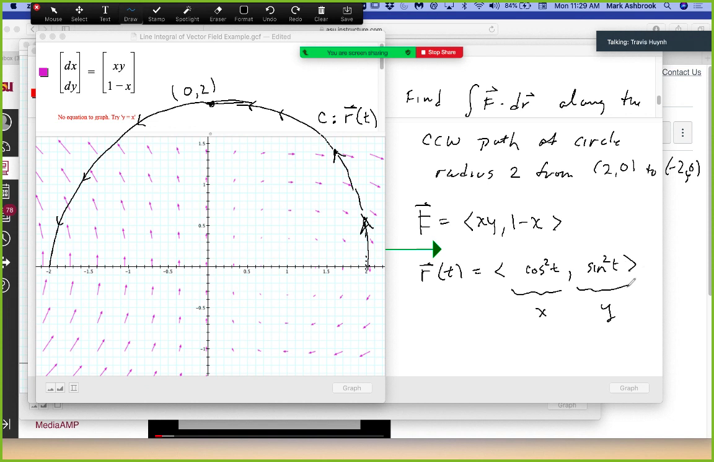You need the 2 in front. 2 in front. So 2 cosine squared, 2 sine squared. Do we have an agreement on that? Wait, actually, I don't think it'd be squared. It'd just be 2 cosine of t and 2 sine of t. He's changing his mind. What about the rest of you?